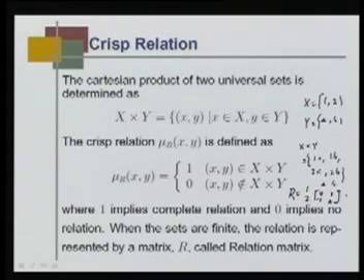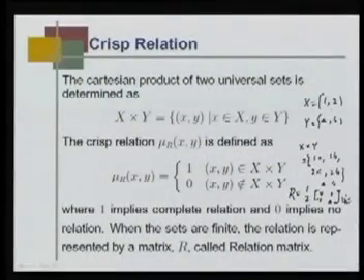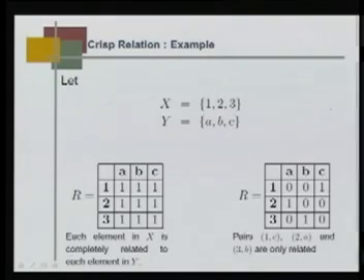So, then this is our relation matrix, and because we have a finite number of elements in X and Y, we can always represent a relation by a matrix. But if it is a continuous set or a set having infinite points, then we have difficulty in representing a relation in terms of a matrix. So, this is a crisp relation.